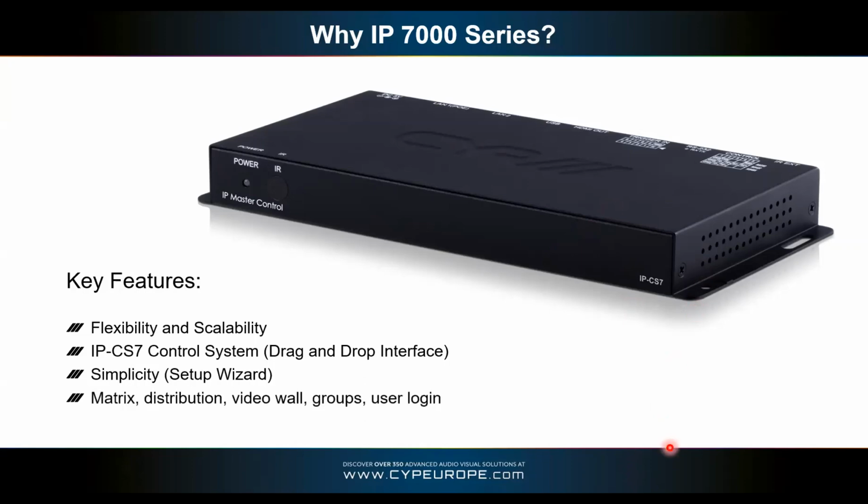It can be run as a matrix. It can run just as signal distribution. You can set up video walls. You can set up group screens, and you can set up different logins as well. And because this system's on a 1 gig network switch, it's very cost effective.